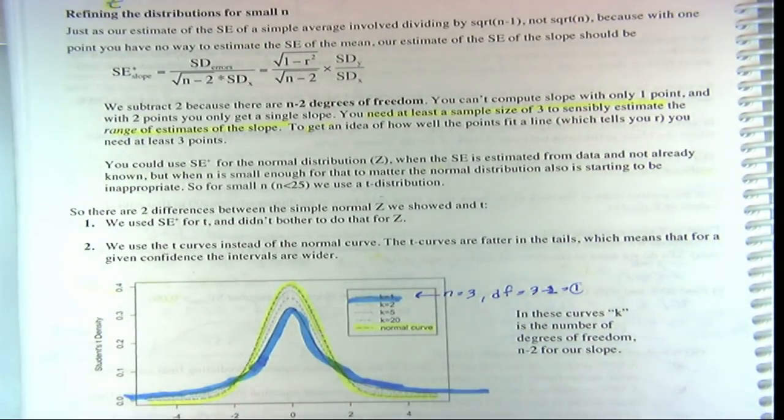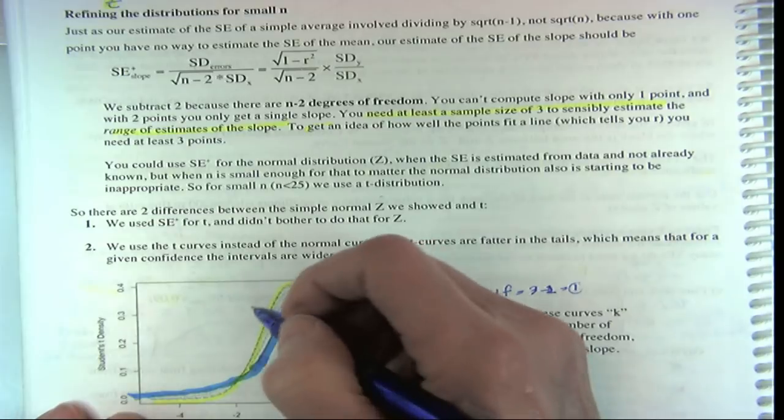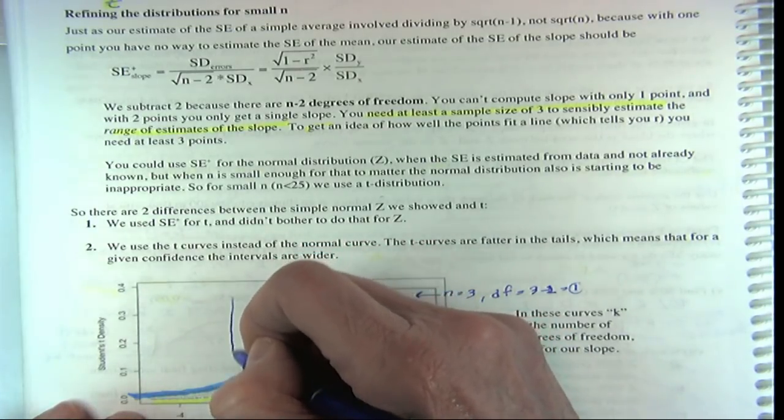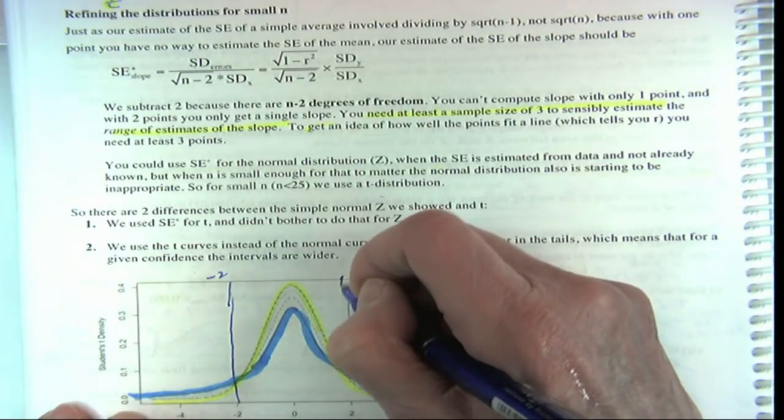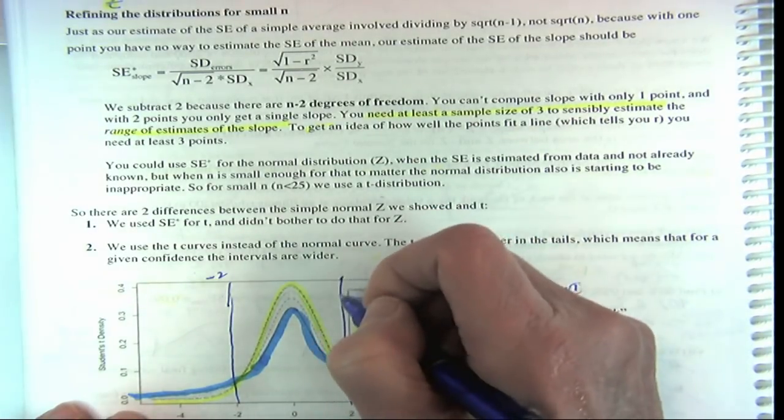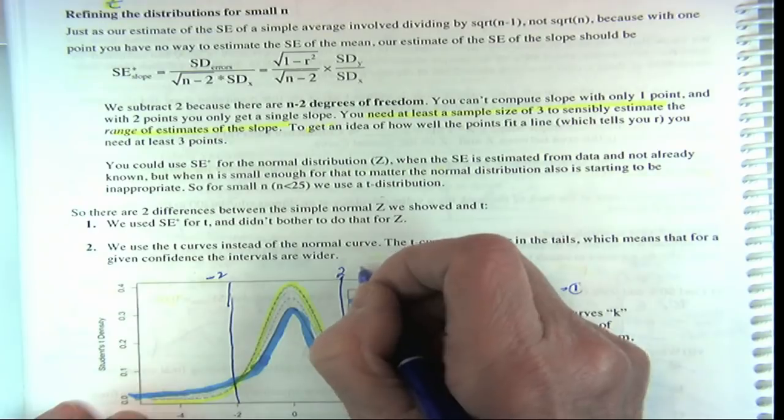So now if we wanted to do a 95% confidence interval, we know what to do for the z. We'll go between -2 and 2, actually 1.96, but this is 2. This is equal to z star.